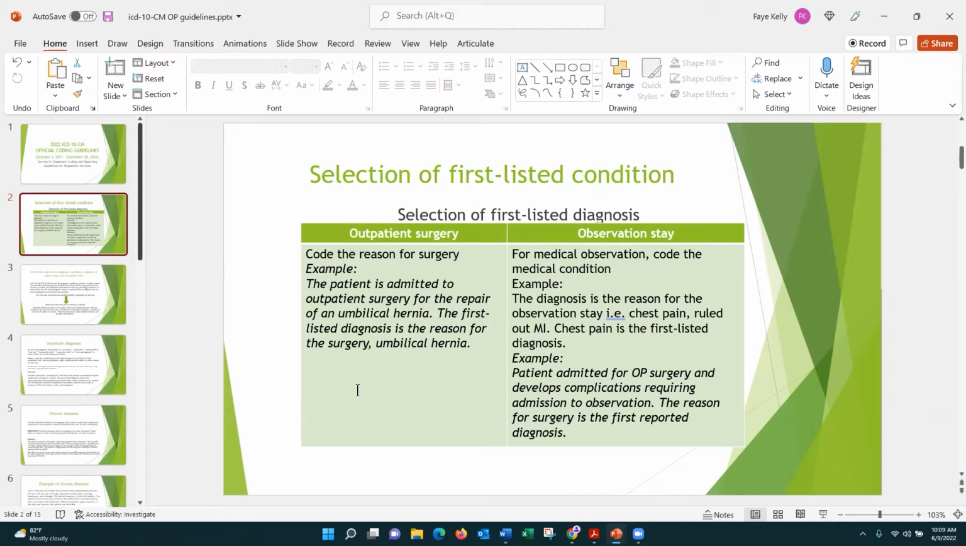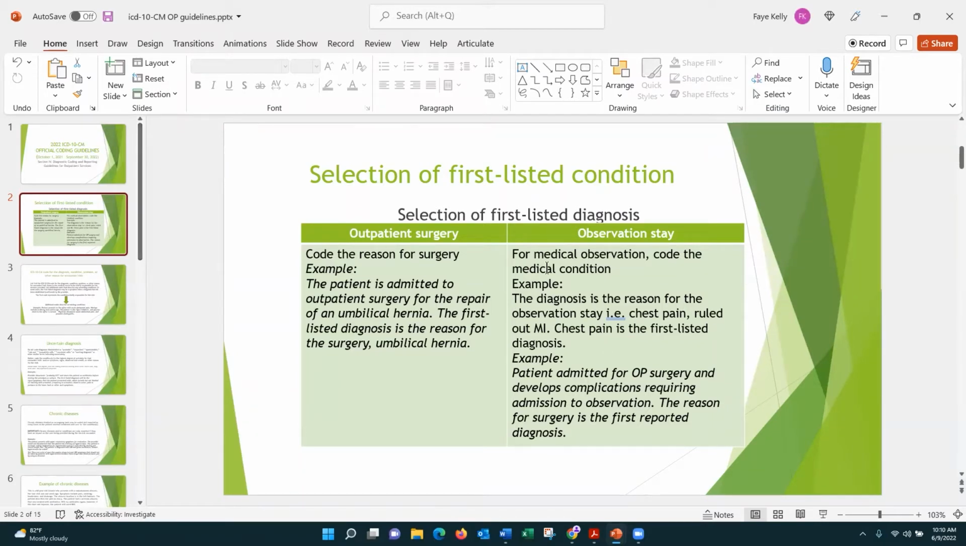Okay, so what happens if a patient is admitted for observation? It tells us that when a patient is admitted for observation for a medical condition, we're going to assign a code for that medical condition. What about when a patient presents for outpatient surgery and develops a complication requiring admission to observation? You're still going to code that reason for surgery as your first listed. Then you will assign codes for your complication. And you could very well come across that in your coding on your own.